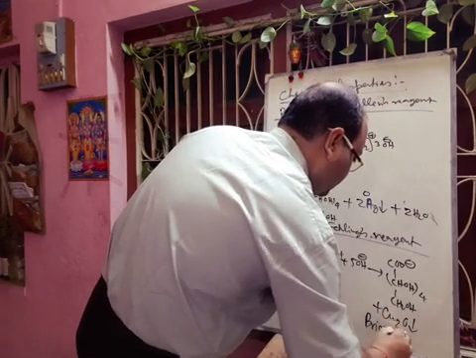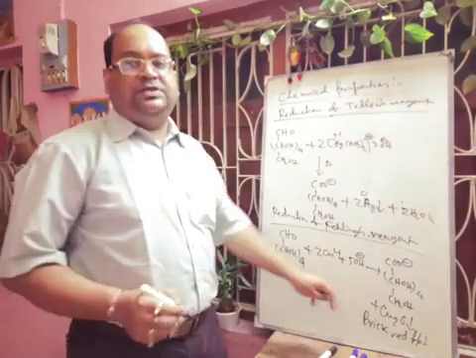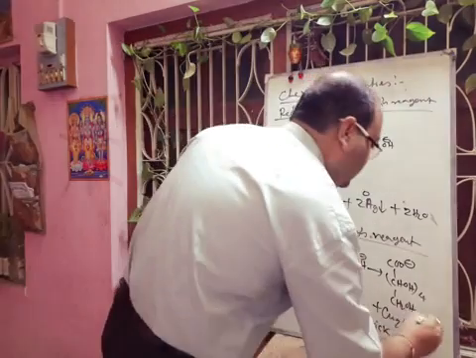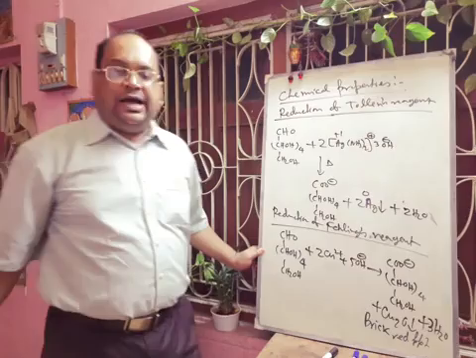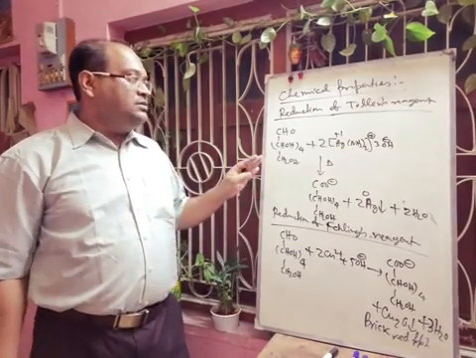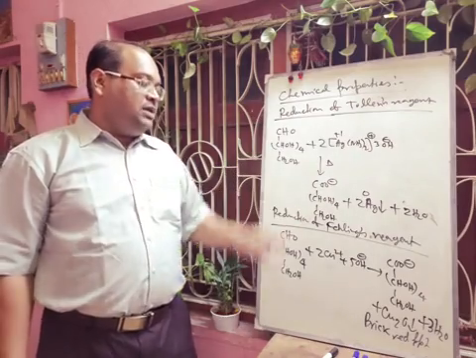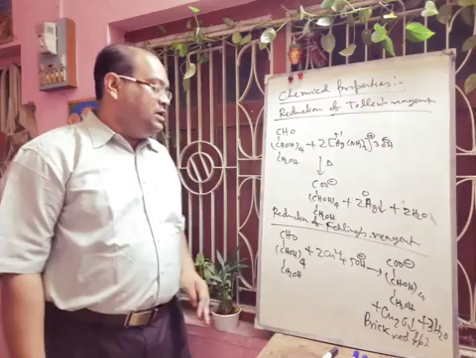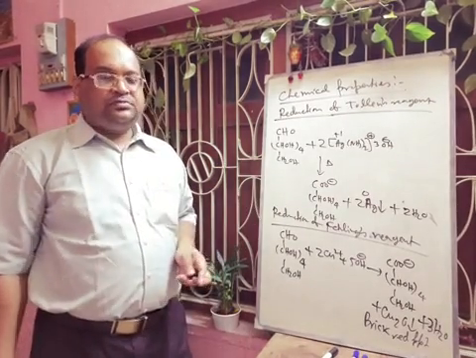Brick red precipitate of Cu2O will be formed, and also there will be formation of 3H2O. So by this test you can easily tell if one sugar is responding or forming silver mirror or forming the brick red precipitate. Okay, that means definitely the sugar is the reducing sugar.